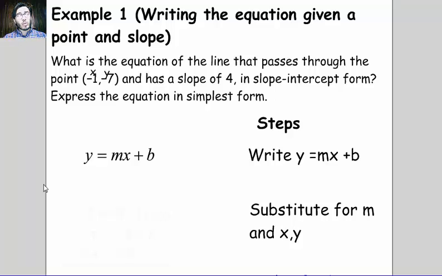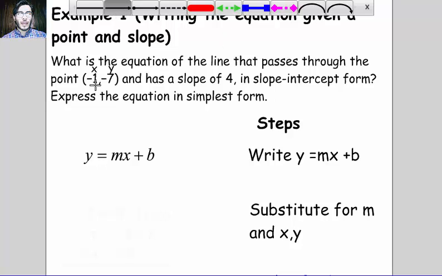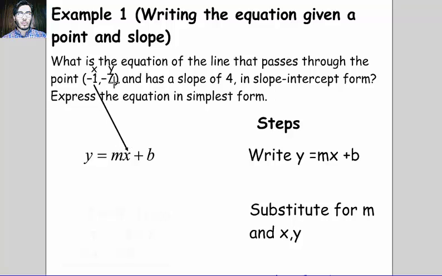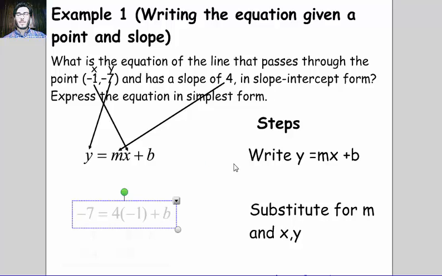Okay, well, what we could do here to find b, we could substitute for m and x and y. The x and y comes from the coordinate that they gave you. So your x is -1 and your y is -7. So we're going to substitute that into y equals mx plus b. We're going to substitute x in here. We're going to substitute y in here. And then we're also going to substitute the slope where it says m. And we get the following: -7 equals 4 times -1 plus b.